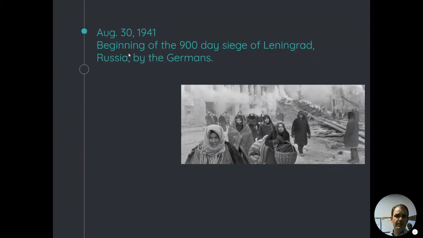August 30th, 1941 begins the 900-day siege of Leningrad, Russia, by the Germans. So a siege is basically a surrounding of a city or a castle or what have you, depending on the time period, and not letting anyone in or out. All right. So a city can hold itself there for a while, but eventually they're going to run out of supplies. And this was a 900-day siege of Leningrad.